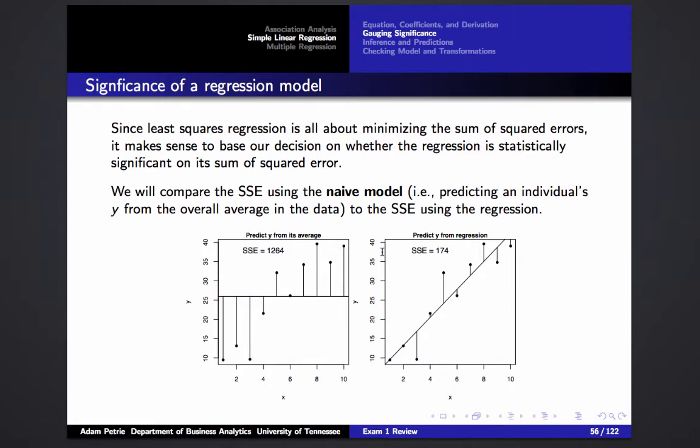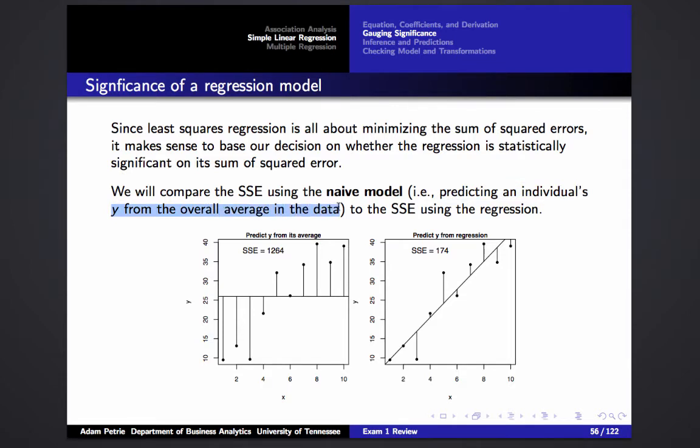All right, so after we've determined the least squares regression line, really the first question to ask is, is this regression statistically significant? And basically another way of asking is, does our regression model help to predict y any better than the naive model? So what's the naive model? The naive model just predicts each individual's value of y as the overall average value of y in the data.